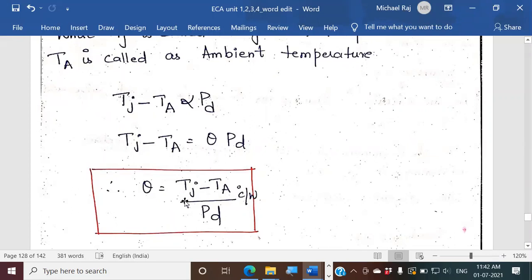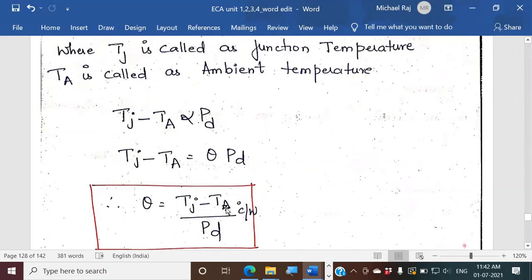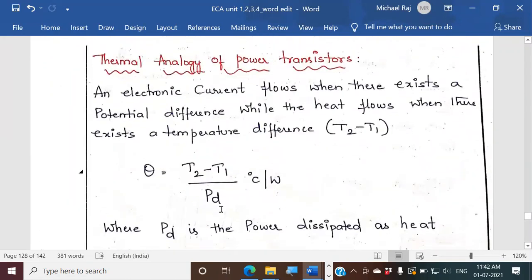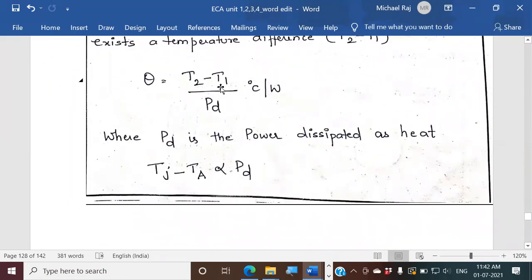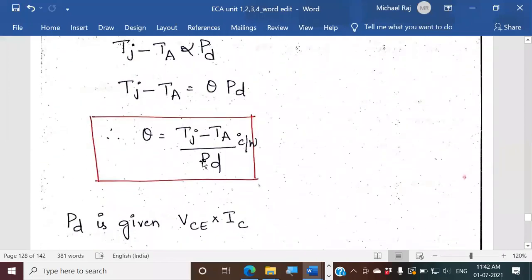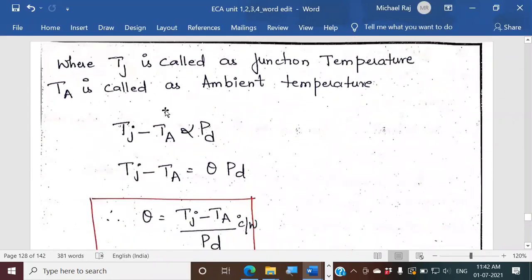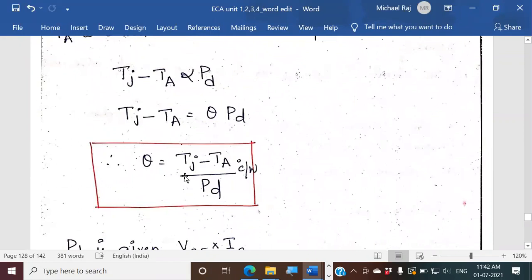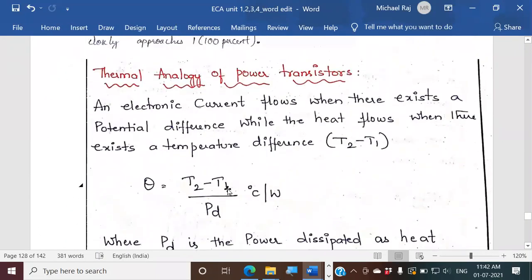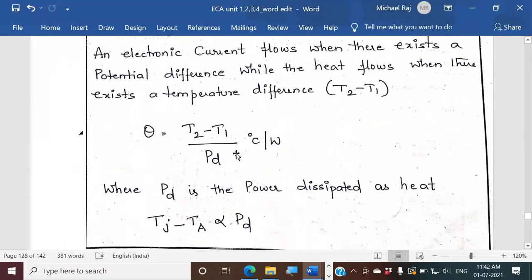We have discussed theta in terms of the transistor junction. The general definition for theta will be T2 minus T1 by Pd. We took an example and got theta, and now we are generalizing it, so we can take some T2 and T1. The general expression for theta is T2 minus T1 by Pd, right?